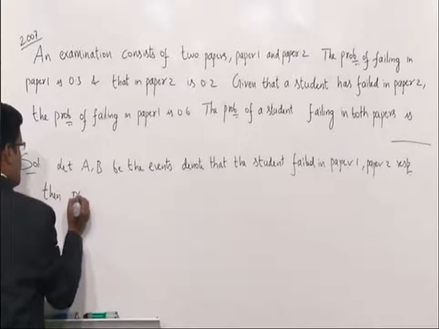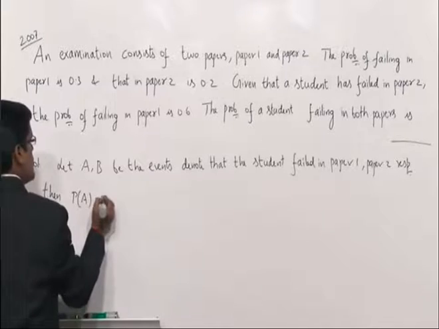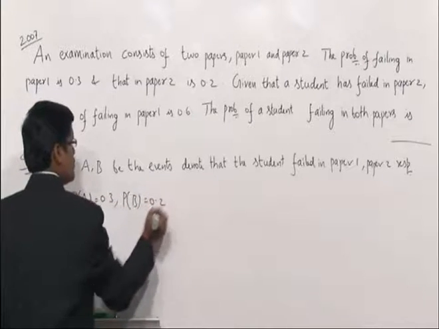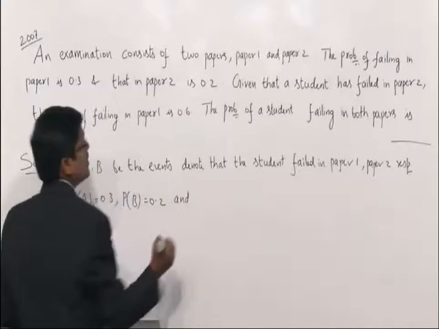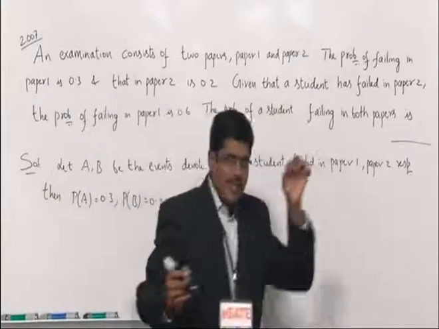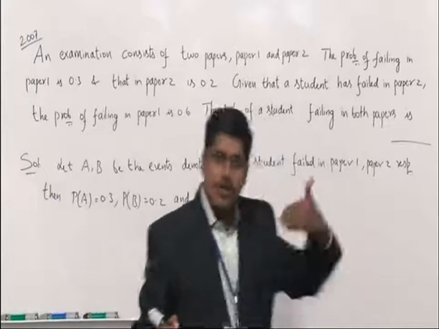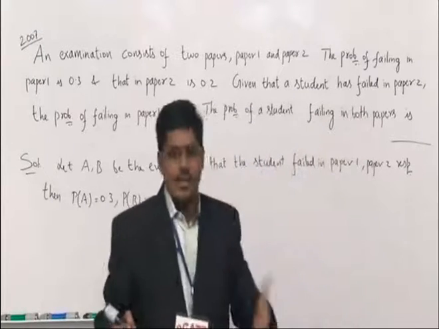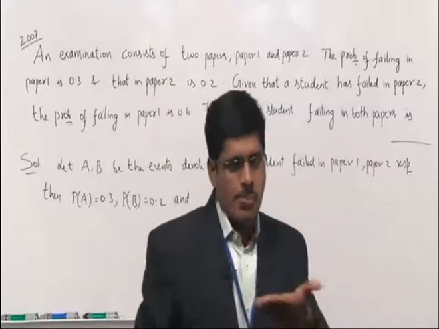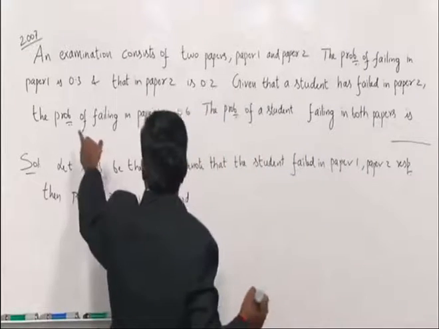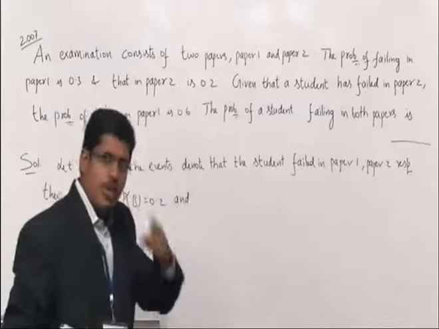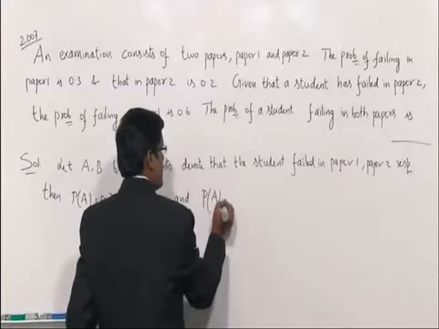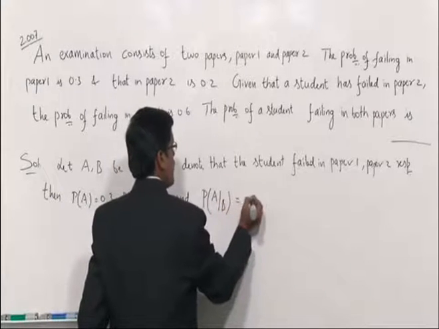P of A is equal to 0.3, P of B is equal to 0.2, and given that, whatever the sentence given, that is going to the denominator according to the previous conditional probability. Student has failed in paper 2 given. Paper 2 we have denoted by B. That means B goes to denominator. The probability of failing in paper 1, paper 1 we denoted by A. So this is the conditional probability of A given B is equal to 0.6.